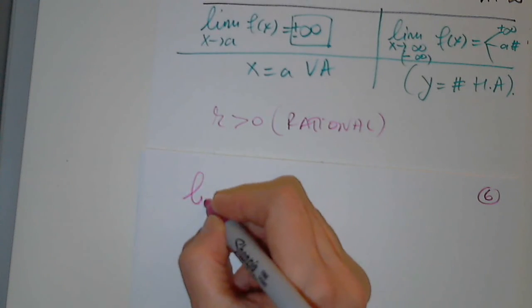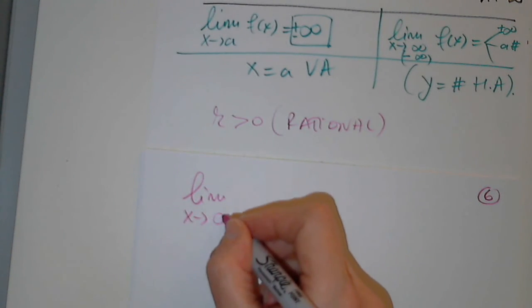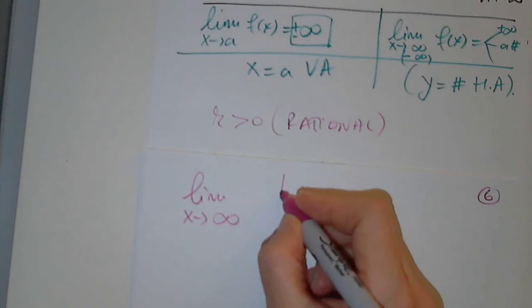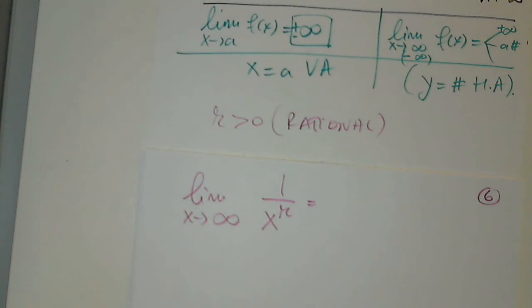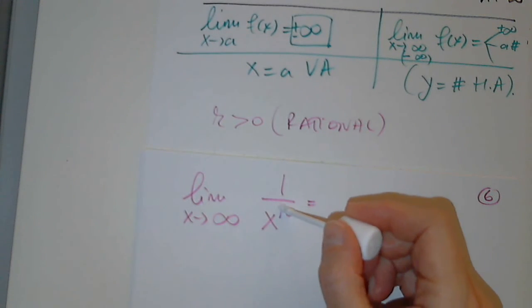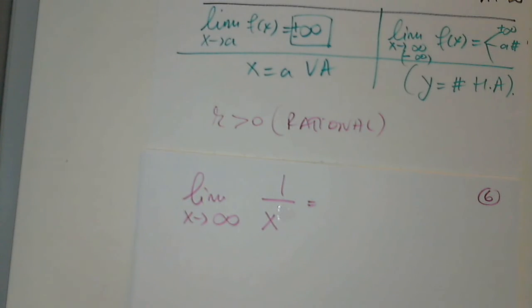What do you think the limit as x approaches infinity of 1 over x to the r power is? Let's not use r just now. Let's just use x first, power 1. And then I'll come back and write this again. But I want to discuss 1 over x.